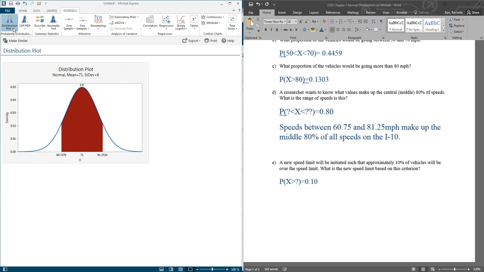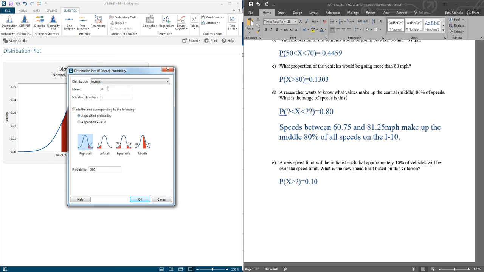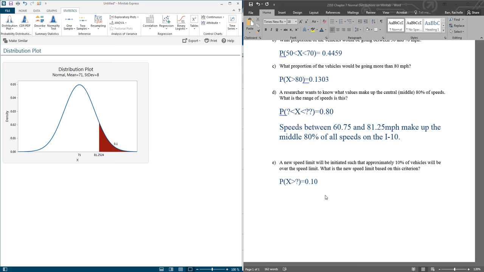So let's go to our distribution plot, display probability, throw in our 81, 71, oof, I would have gotten that wrong for sure, and our 8, and then it's a right tail, and this is at 5%, I want to make it 10. And then we'll hit OK, and there we are. And you shouldn't be too surprised by this value based on what you've seen in the previous problem. The new speed limit should be, and this is funny, 81.25.